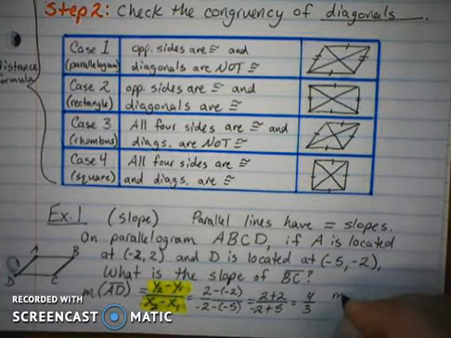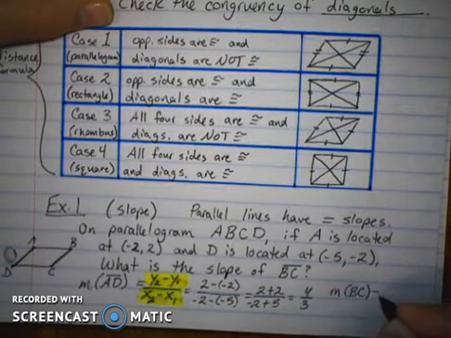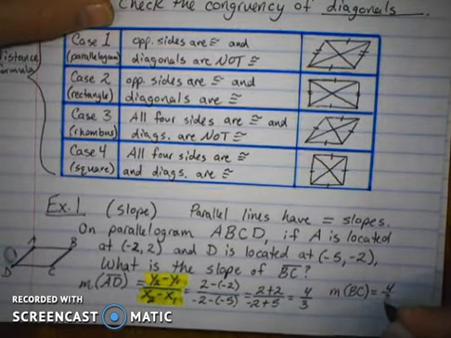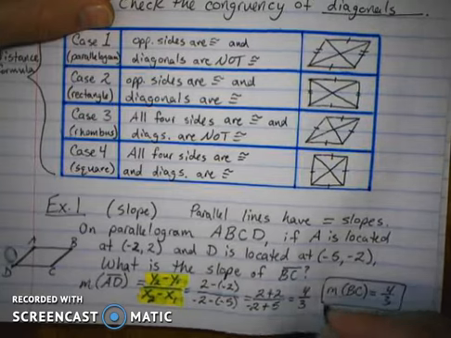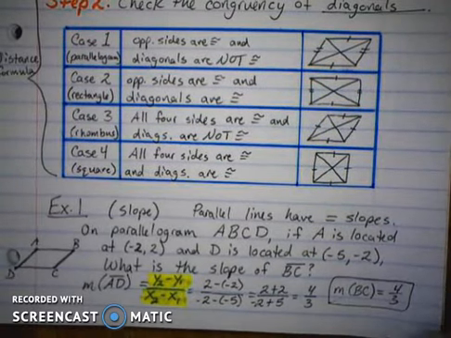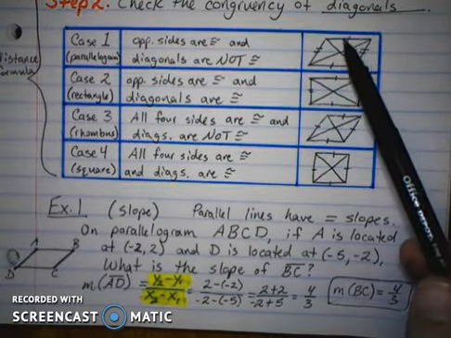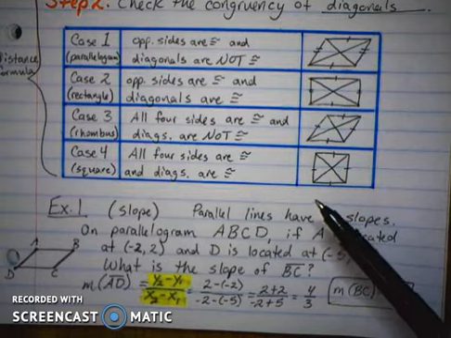That means the slope of BC is also 4/3. And so you want to remember things like that. In parallelograms, opposite sides are parallel, so we'd be looking at same slopes for opposite sides.